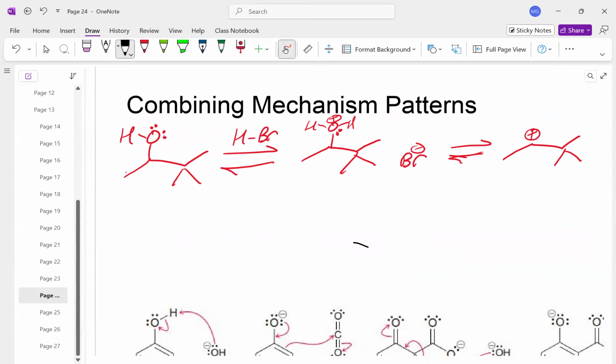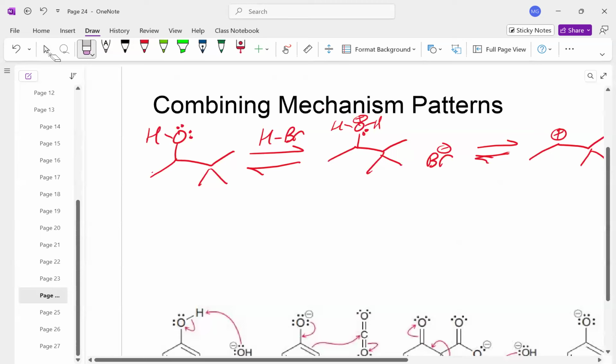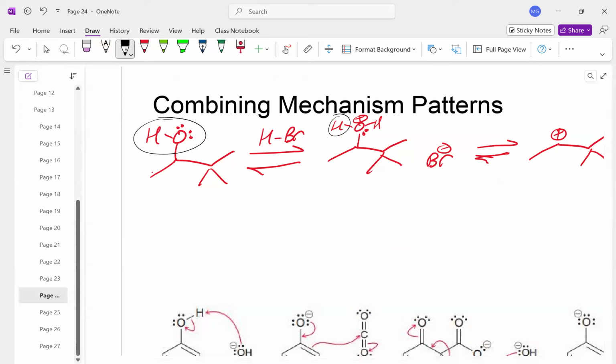Okay, so what is happening in this first step? If I look at what's going on with this oxygen right here, it's got an extra proton on it. So there's a bond that was formed. And if I look at what happened to the bromine, the bromine is no longer bonded to a hydrogen, so that's a bond broken. But the specific atom that was transferred was a hydrogen, a proton. So this first step is demonstrating a proton transfer.